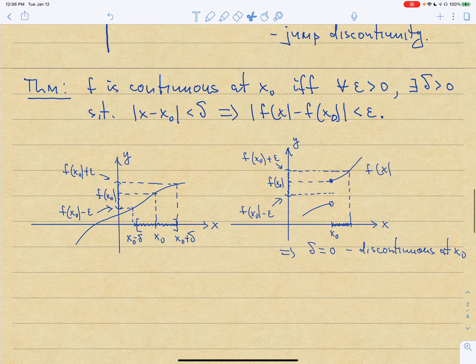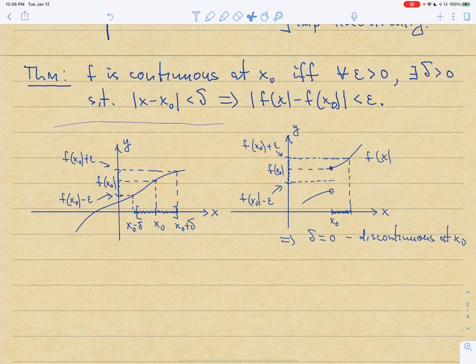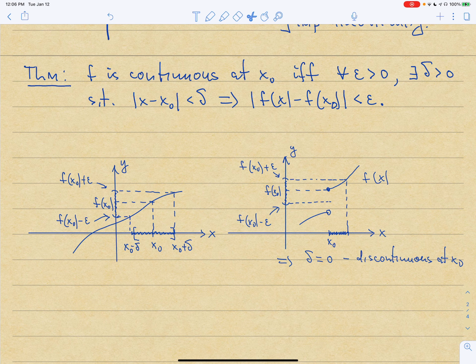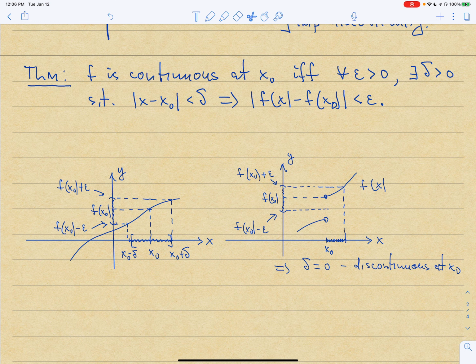Okay, so with these two examples, we're going to end this lecture, and then I'll start the next lecture by proving the theorem that I have just formulated.